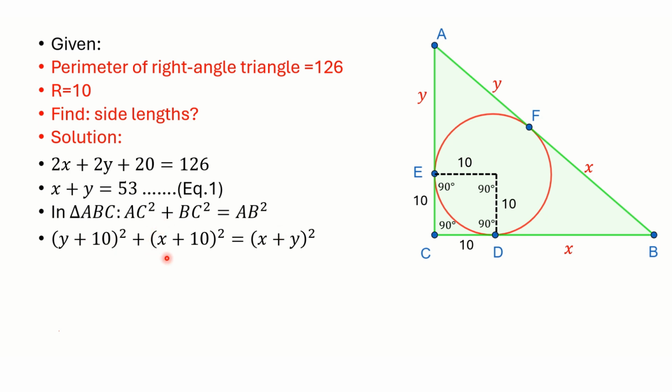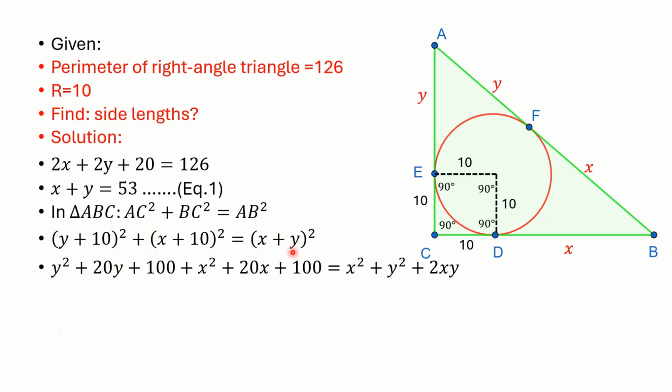So I will expand each term. So if I expand, this becomes y square plus 2y, that is 2ab. So a square plus 2ab plus b square. So 2ab will become 2 times y times 10, that is 20y.